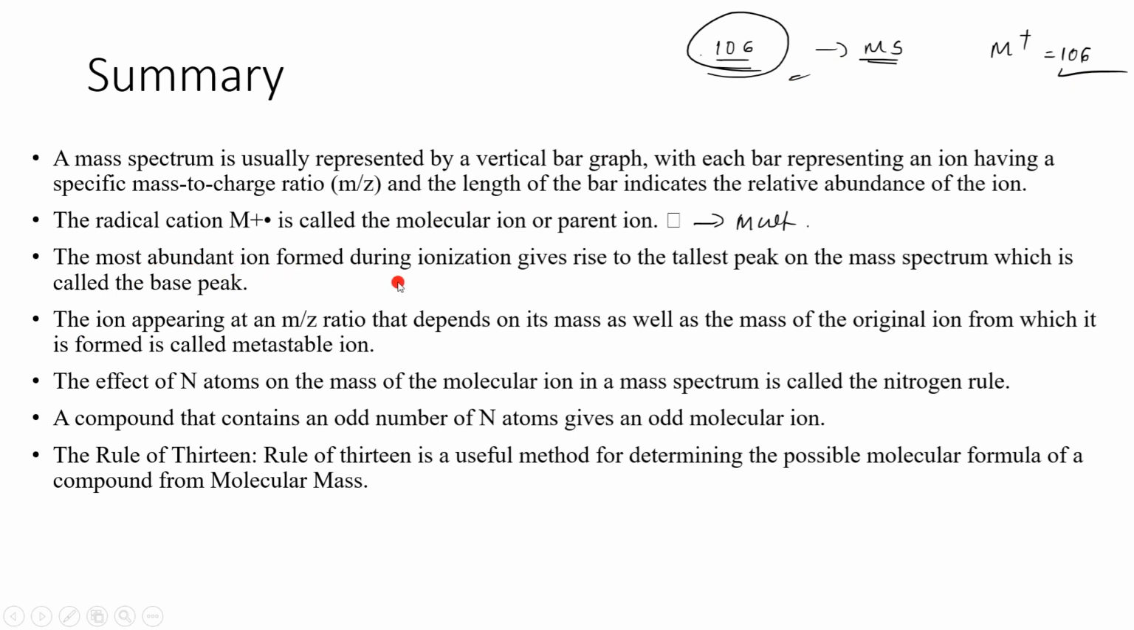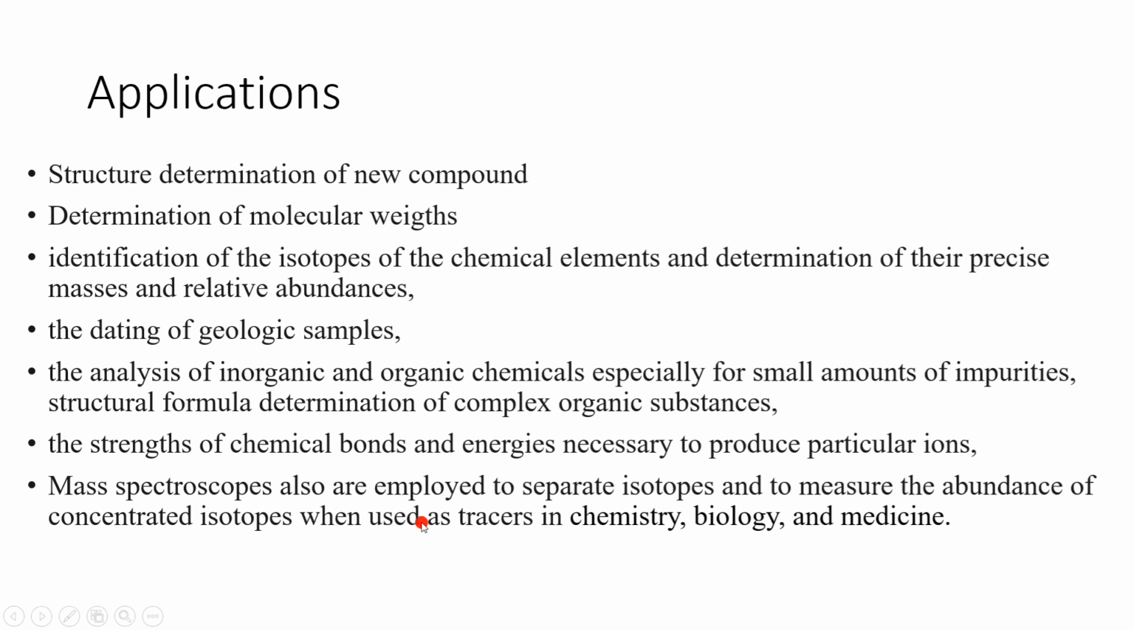Then the most abundant ion gives the tallest peak, which is called the base peak, most abundant, most stable, right? If nitrogen is present, an odd molecular weight means an odd number of nitrogen. If even molecular weight is there, even number of nitrogen. That is the nitrogen rule. Then you have the rule of 13, which is used for determining the molecular weights. So these are some of the applications of mass spectroscopy.